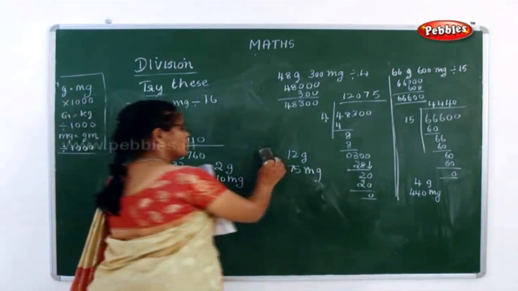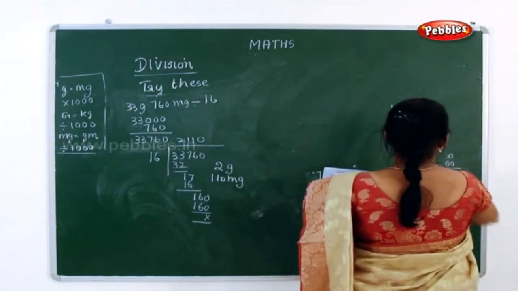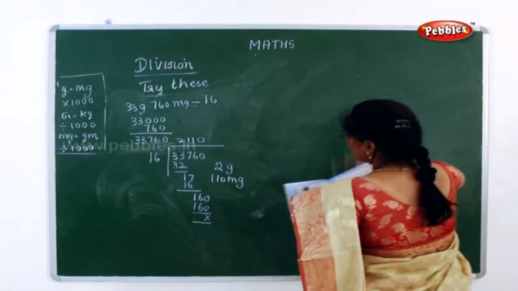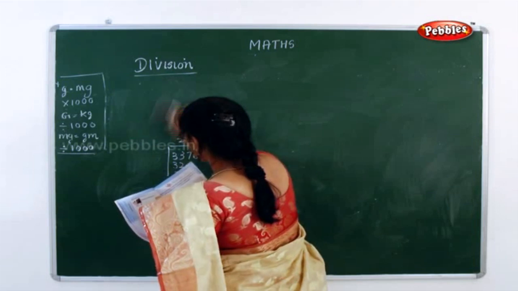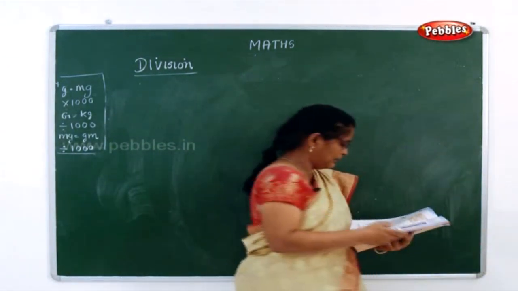So this is how you have to do your division. First you have to convert it with 1000 or whatever it is, how you are converting it, and next one you are dividing it, and then final answer you are writing it in gram and mg or kilogram and gram.